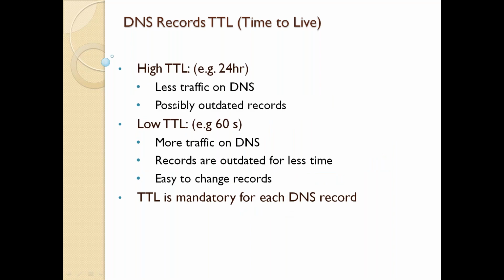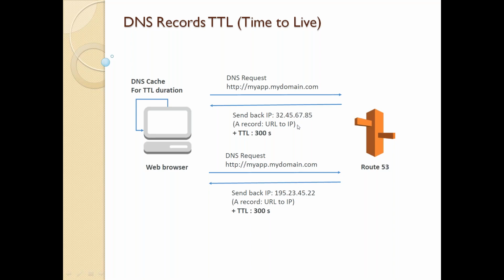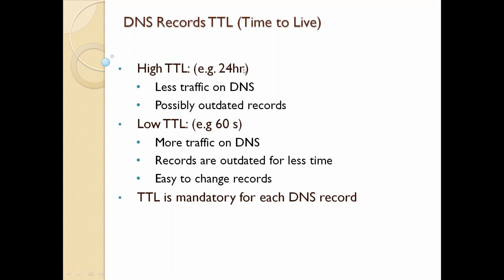Now, how you will set your time to live record again depends on your requirement. If you're setting a high TTL, 24 hours, that means you will have less traffic on your DNS. Once it goes here, for 24 hours this will be cached here. You never have to go here until next day. But the problem with that is, if you are changing the URL, this browser will have an outdated URL. So you need to pick and choose your time to live correctly based on your requirement.